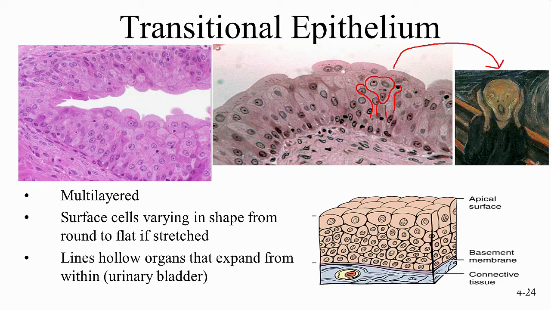Anyway, it's going to be multi-layered. The surface cells vary in shape from round to flat if stretched. Again, it gives that kind of poofy marshmallow look.